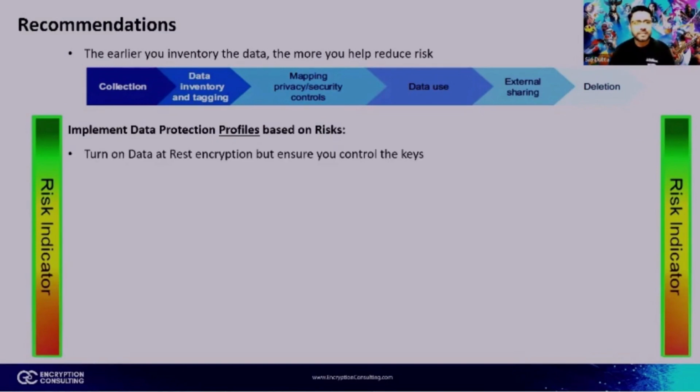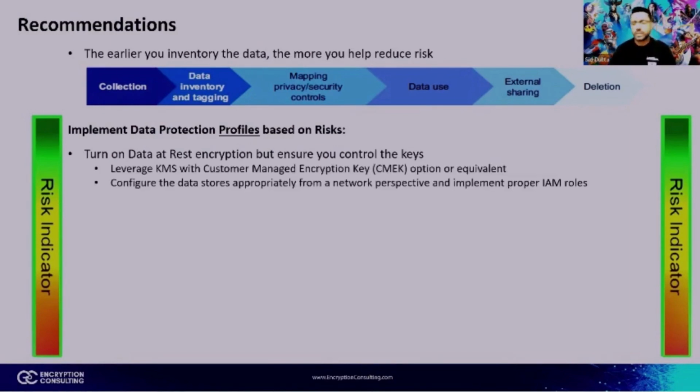security control in place, like turn on data encryption at rest, but ensure, of course, that you control the keys. And in those cases, you might want to use, if you're in cloud, the KMS service or your enterprise KMS, and make sure you have that customer managed encryption key model or option or equivalent of that. Ensure that your storage buckets or data warehouses, from a network perspective, are well segmented.